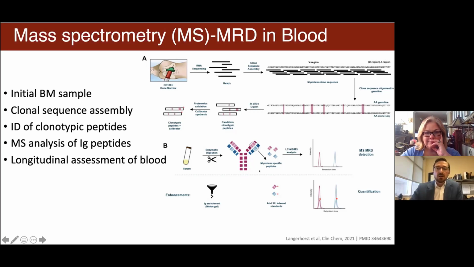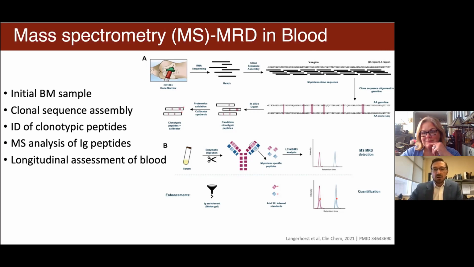This is an antibody here. You take a protease and you chop it up, and then you put those peptides into a mass spectrometer. And you will be able to detect, if you've had that patient's initial sample and you've characterized it, how much peptide there is over time. So again, peptide is the part of the antibody that you want to detect, and we're able to do this based upon the original sample.